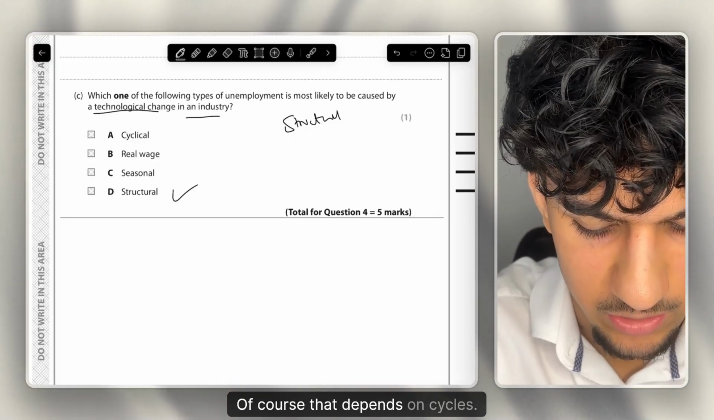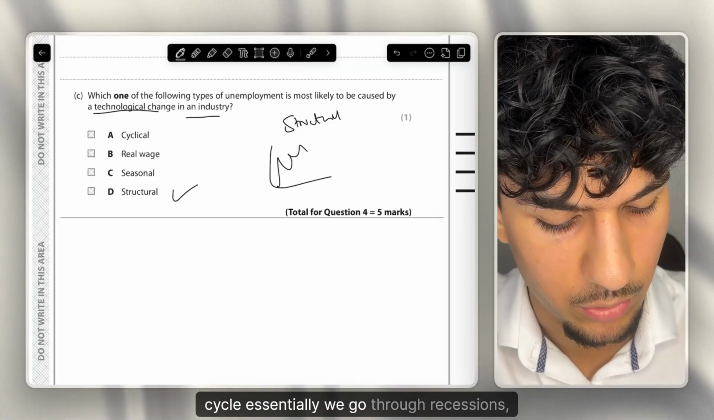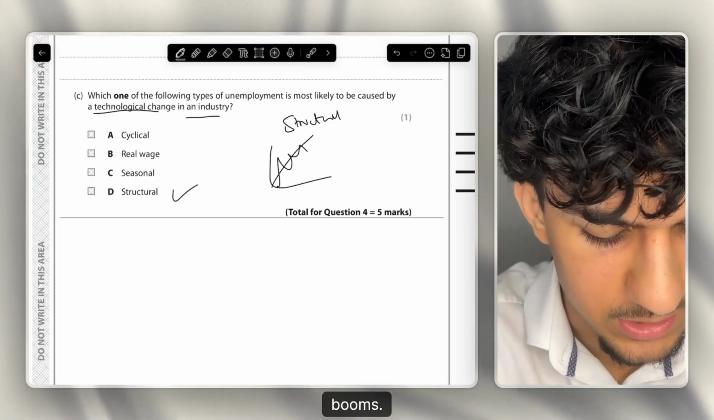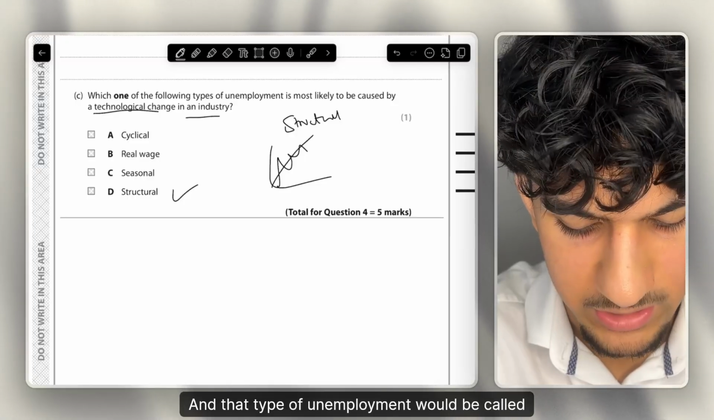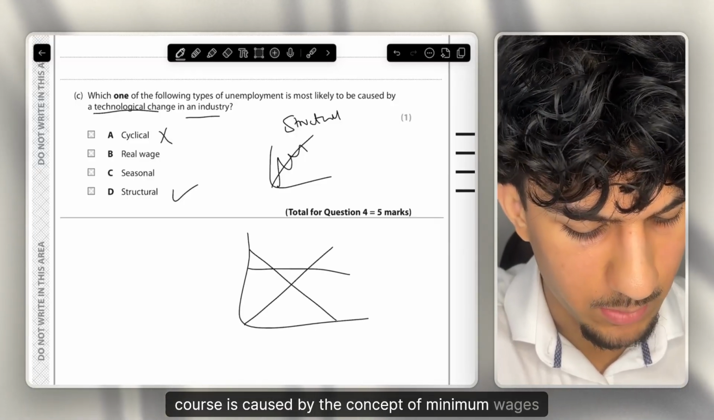Cyclical, of course, that depends on cycles. So for example, the economy goes through the business cycle, essentially. We go through recessions, we go through booms, and that type of unemployment would be called cyclical, so it's not that. Real wage unemployment, of course, is caused by the concept of minimum wages.